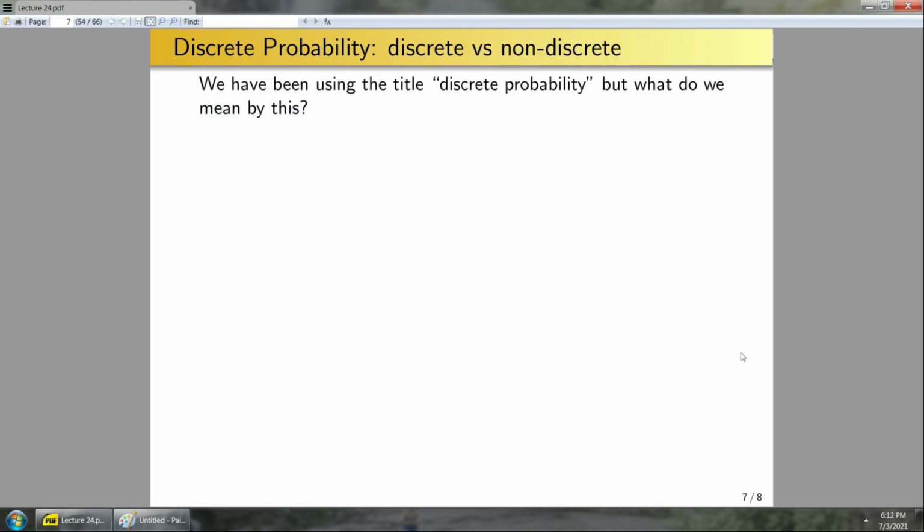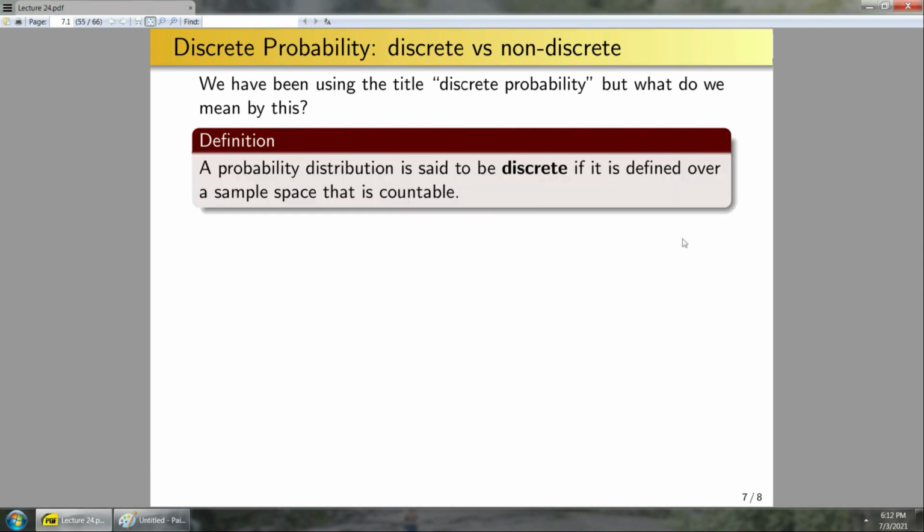So finally, just a comment on discrete versus non-discrete probability. So far, I've been using the title discrete probability, but what do I actually mean by this? Well, a probability distribution function is said to be discrete if it is defined over a sample space that is countable. So explicitly, when I say discrete probability, I'm meaning finite sets or countably infinite sets. For the rest of this course, we're going to focus on the case where things are finite, and we're probably not going to do anything with the case where it's countably infinite, but the majority of the results that we will discuss do work for countably infinite sets.